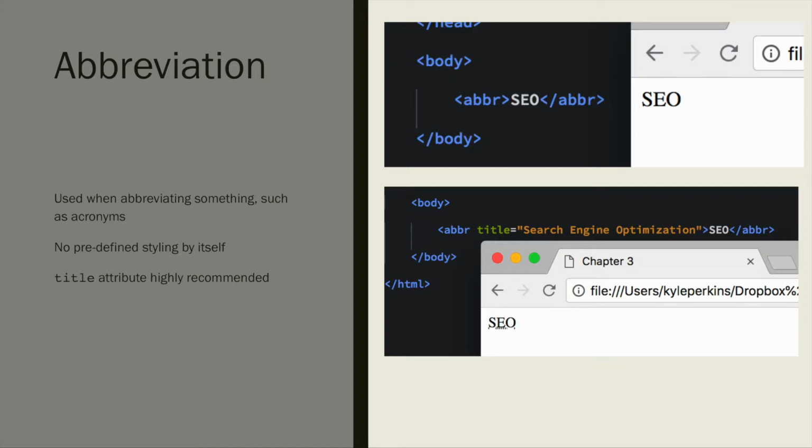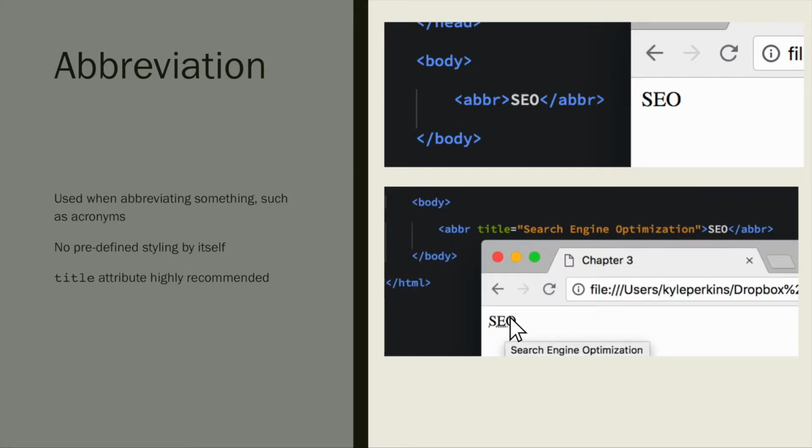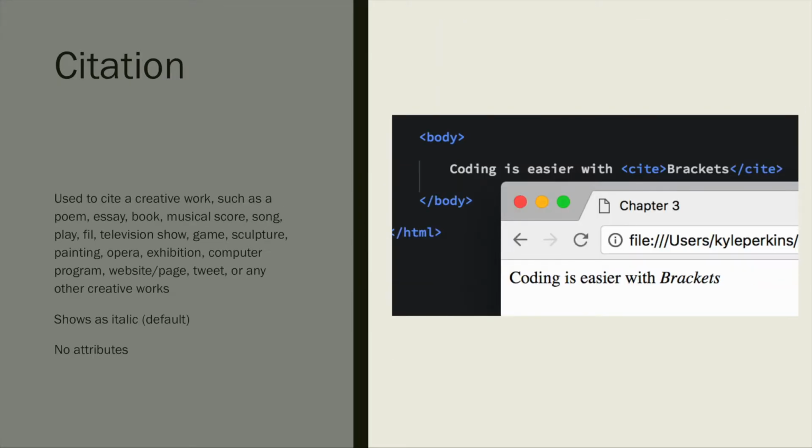There is no predefining by itself whenever you wrap something in an ABBR tag or abbreviation tag, so it is highly recommended to use the title attribute and give that title attribute the value for what the acronym stands for. That way, since there's no predefining by itself, as soon as you add the title attribute, people will hover over the item and can see exactly what it stands for. In this case, search engine optimization. In the page itself, it still says SEO, and that's perfectly fine.